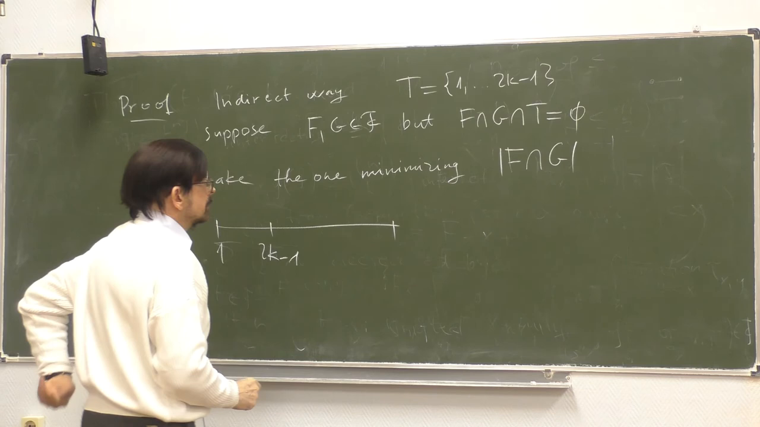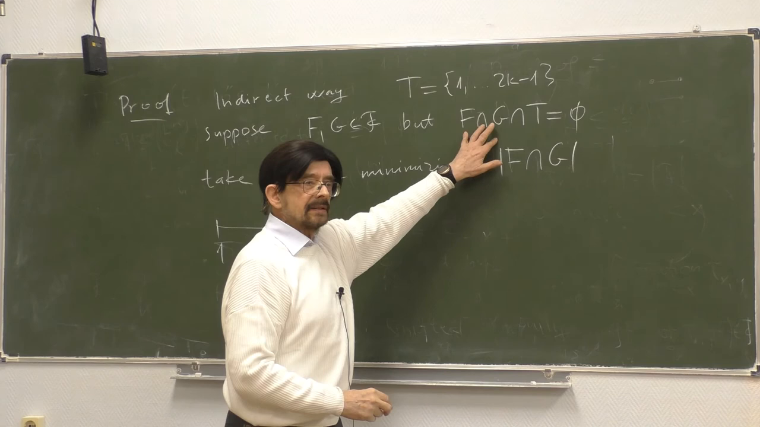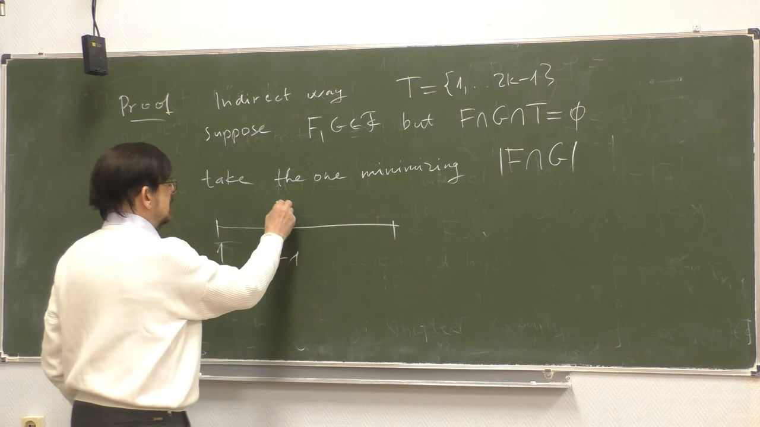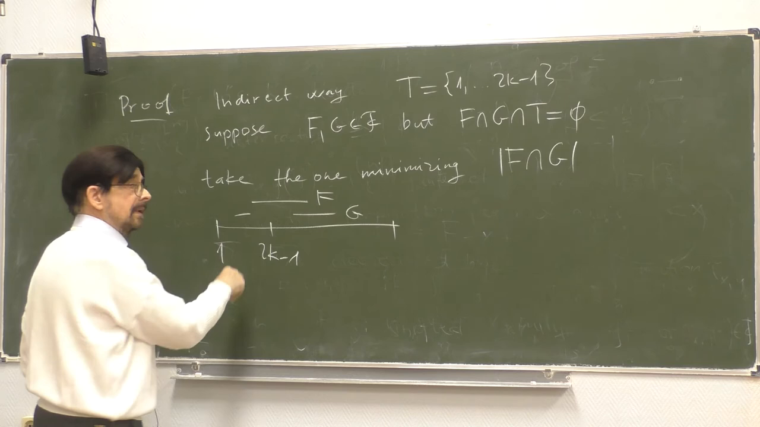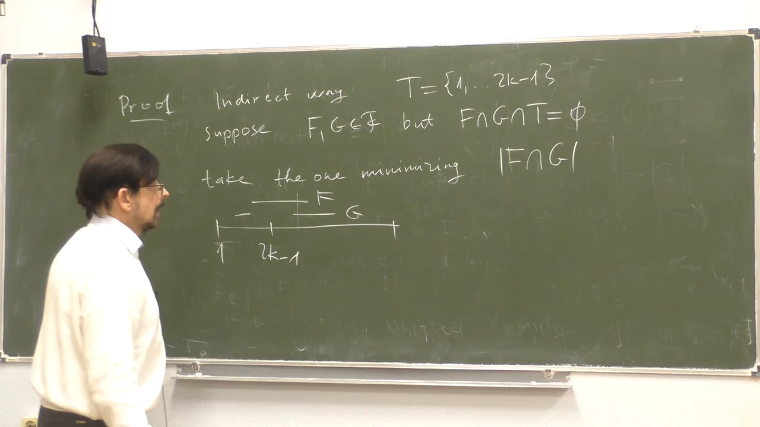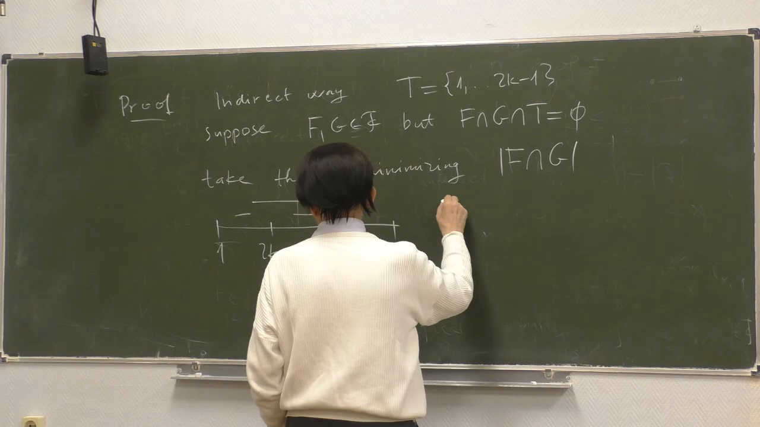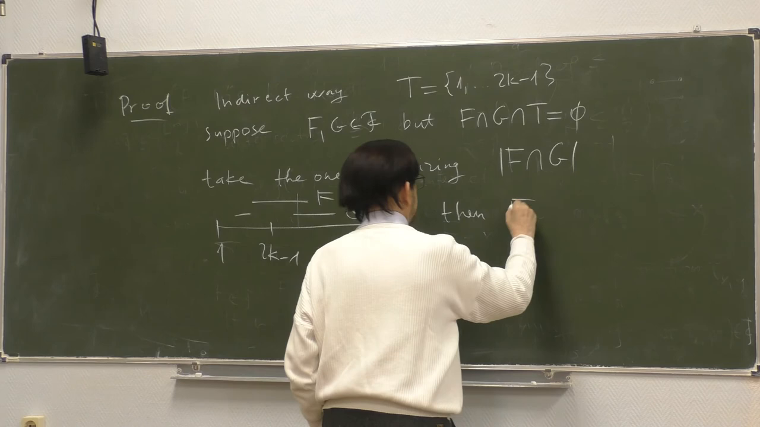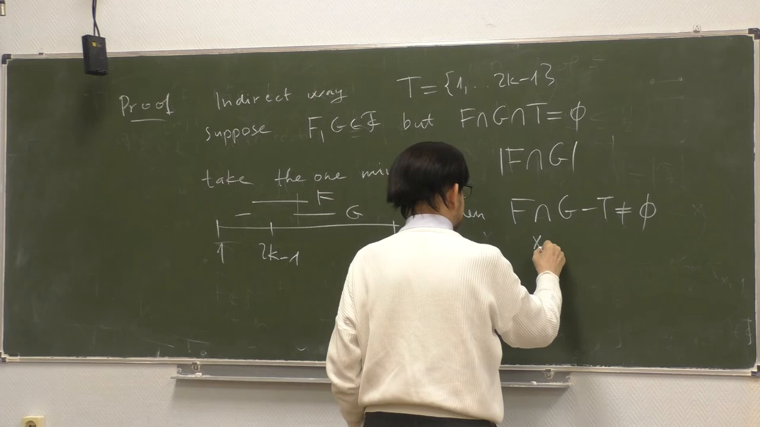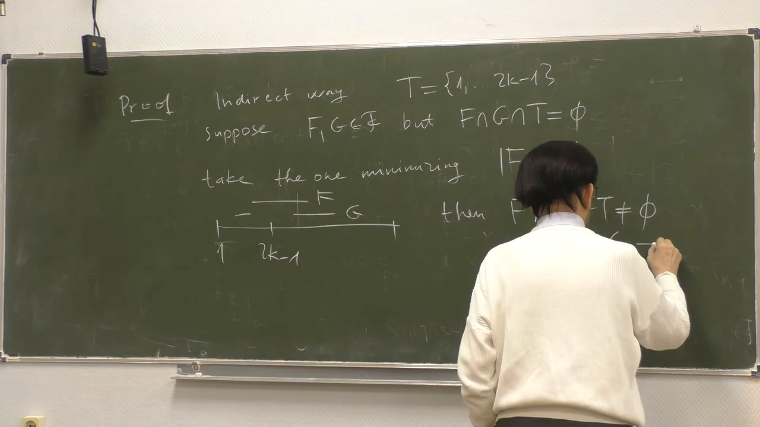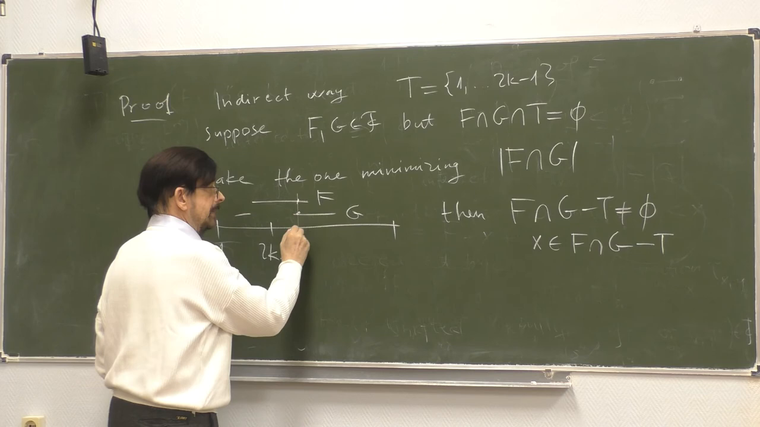So F and G are intersecting, but not in T. It means that they look something like this. They are disjoint here, but they are intersecting somewhere here. And so then the intersection is not empty, of course, and so it has an element, so we have a common element. This is X.